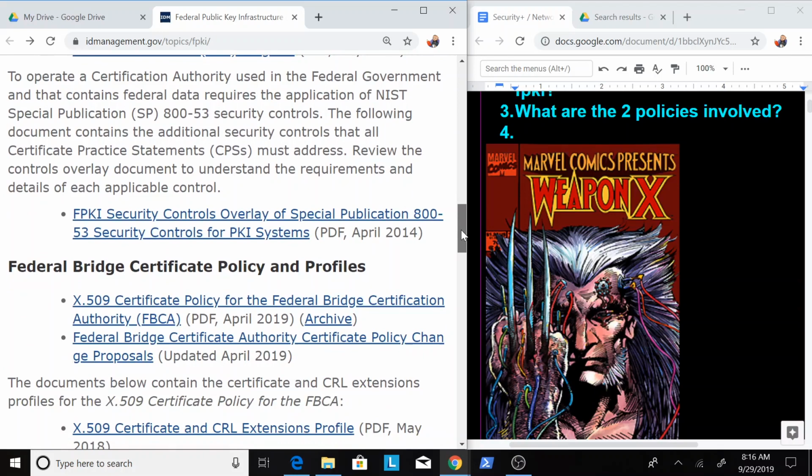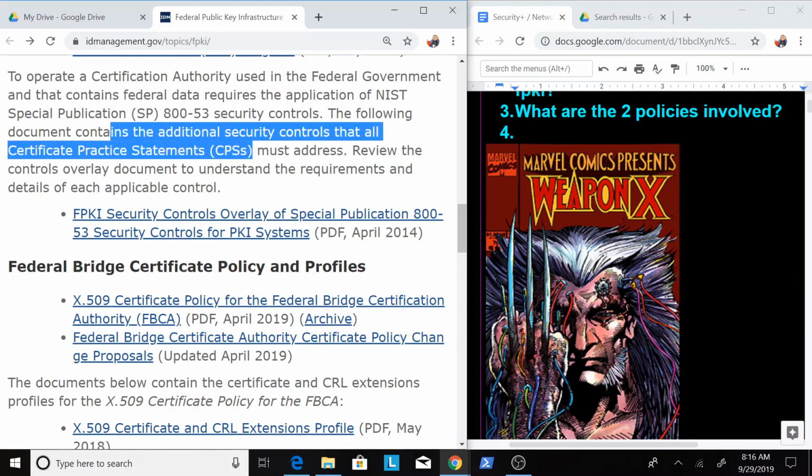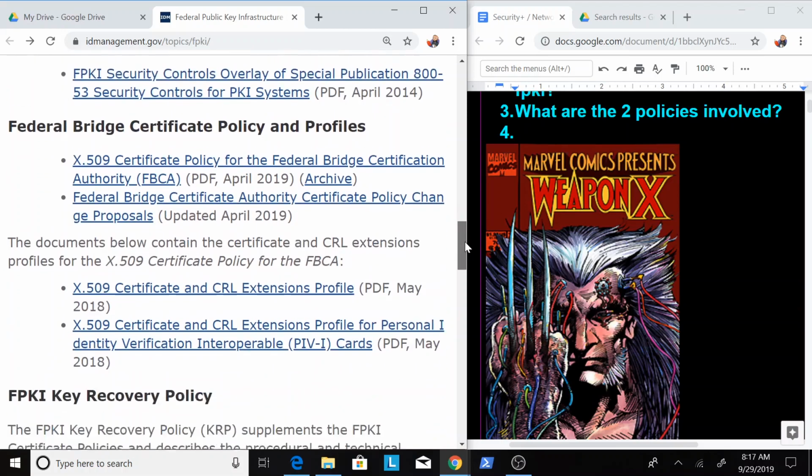Let's move on. To operate a certificate authority used in the federal government and that contains federal data requires the application of NIST Special Publication. And there's some numbers for you. These numbers are relating to security controls. The following document contains the additional security controls that all CPSs, that is, certificate practice statements, must address. Review the control overlay document to understand the requirements and details of each applicable control.